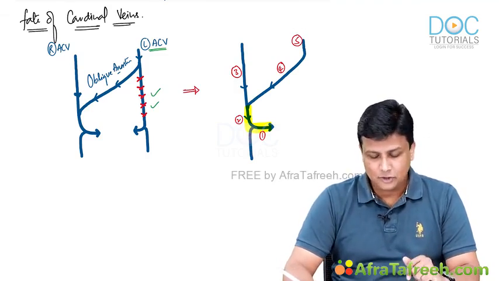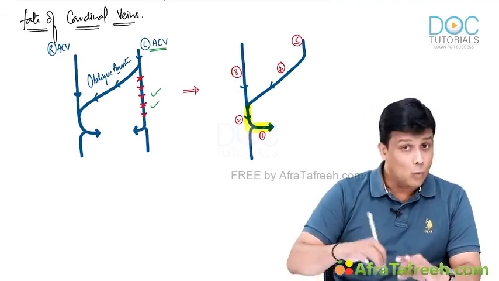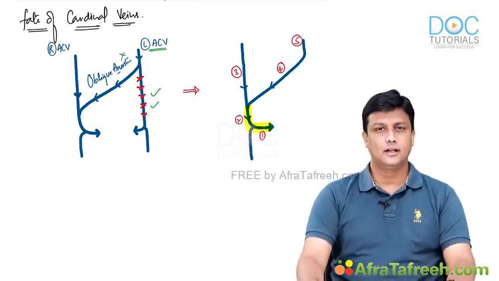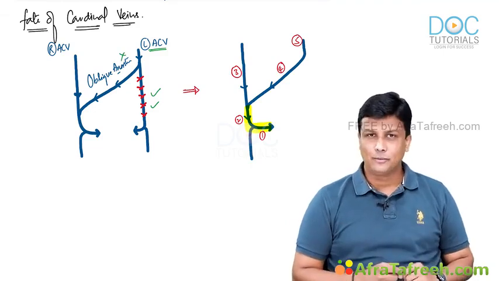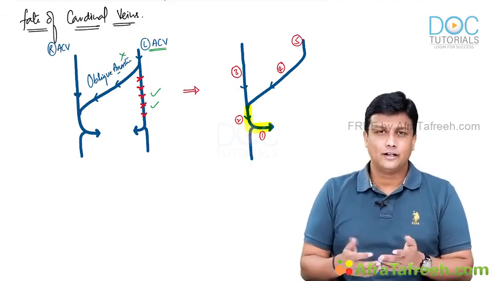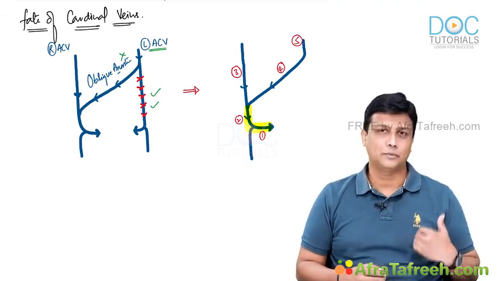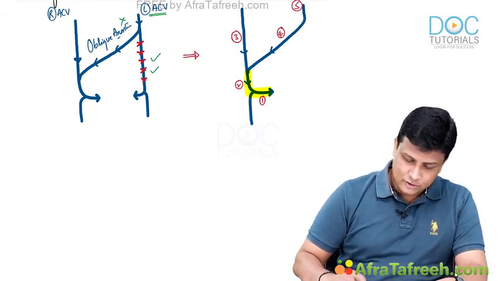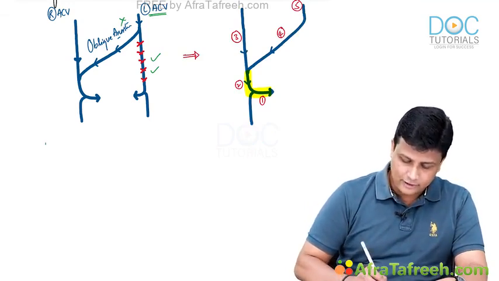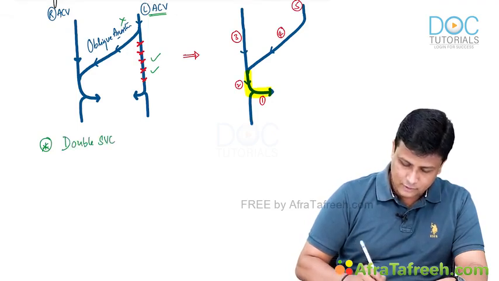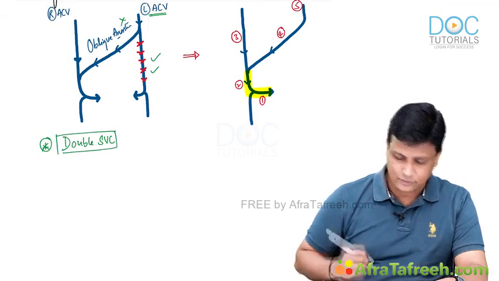At the same time, you also have to remember why it is persisting. Because there will be absence of oblique anastomosis. If that oblique anastomosis is not formed, then the blood from the left side is not coming towards the right side, then automatically there will be another superior vena cava present abnormally. So we can write down one of the abnormalities here, double superior vena cava, the right as well as left superior vena cava.